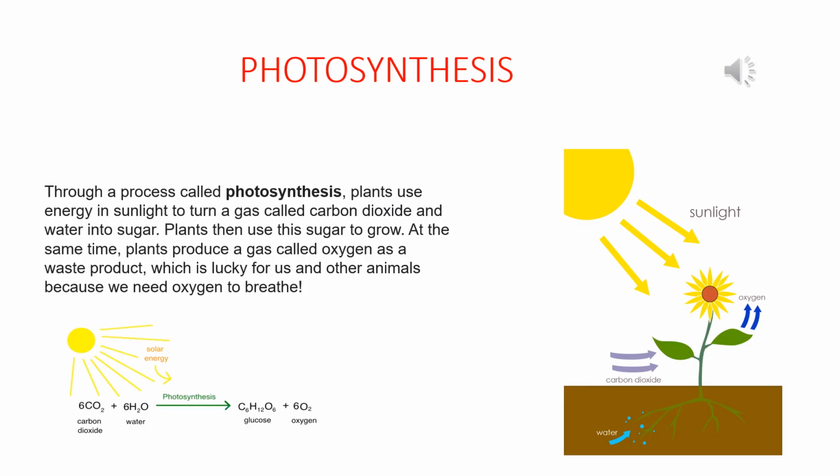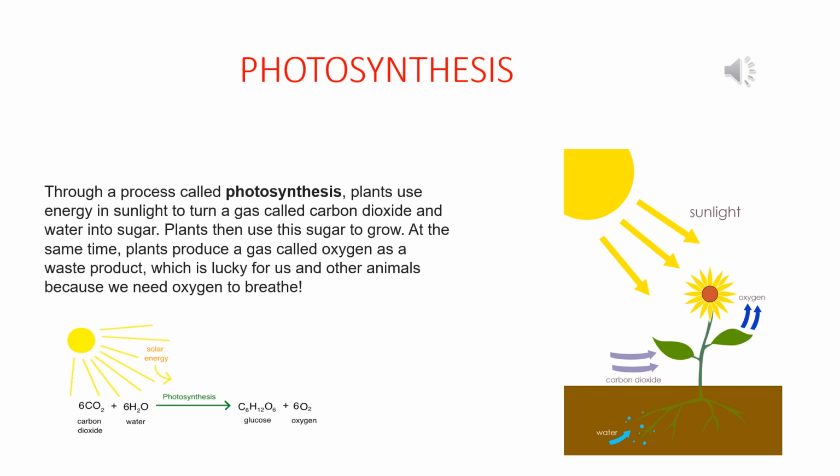What is photosynthesis? Through a process called photosynthesis, plants use energy in sunlight to turn a gas called carbon dioxide and water into sugar. Plants then use this sugar to grow. At the same time, plants produce a gas called oxygen as a waste product, which is lucky for us and other animals because we need oxygen to breathe.